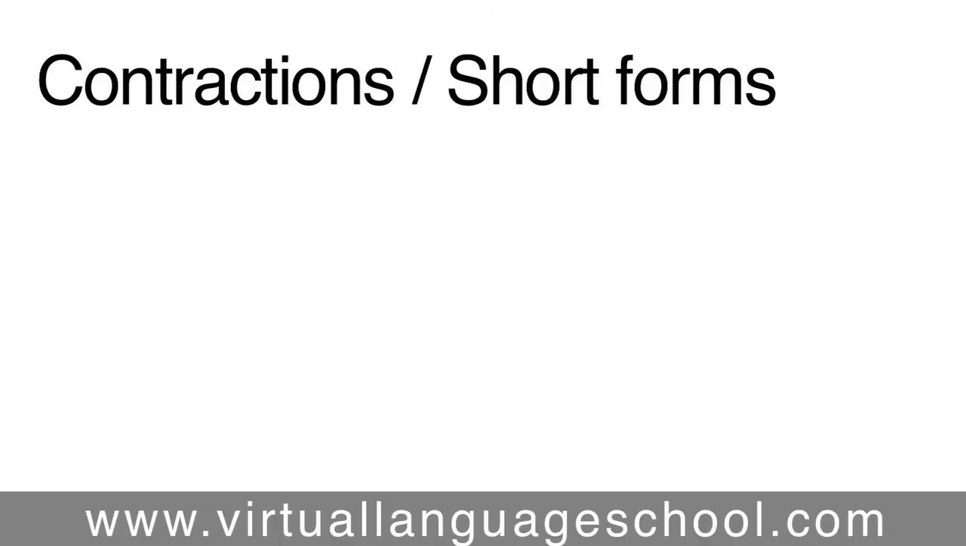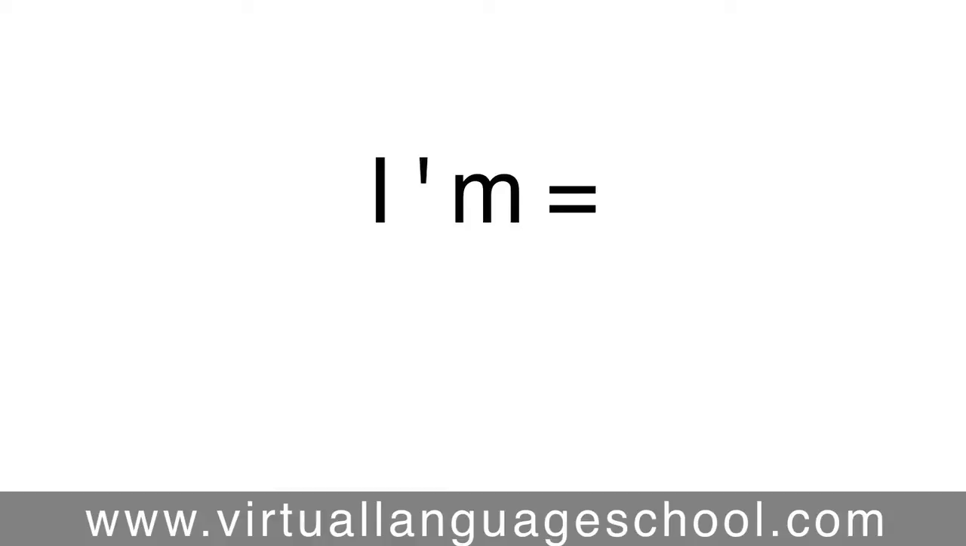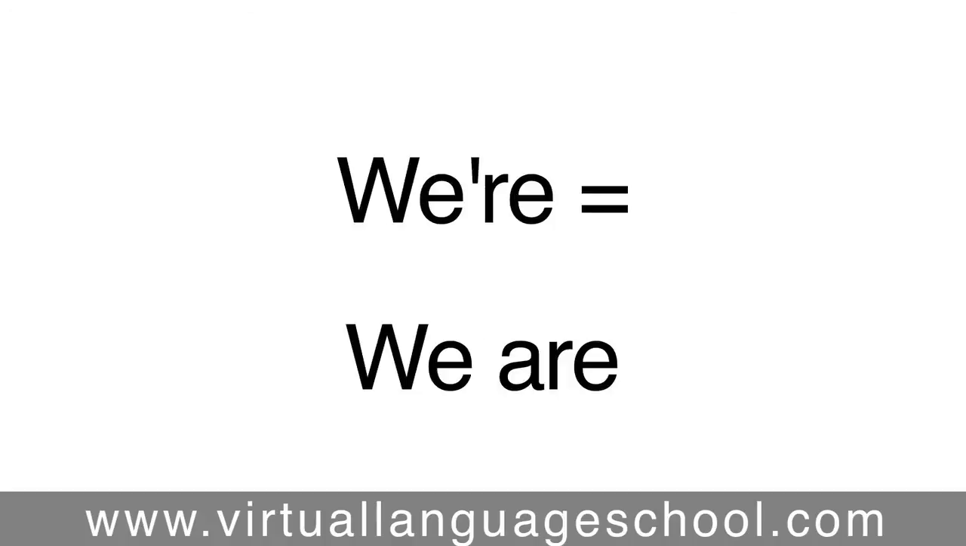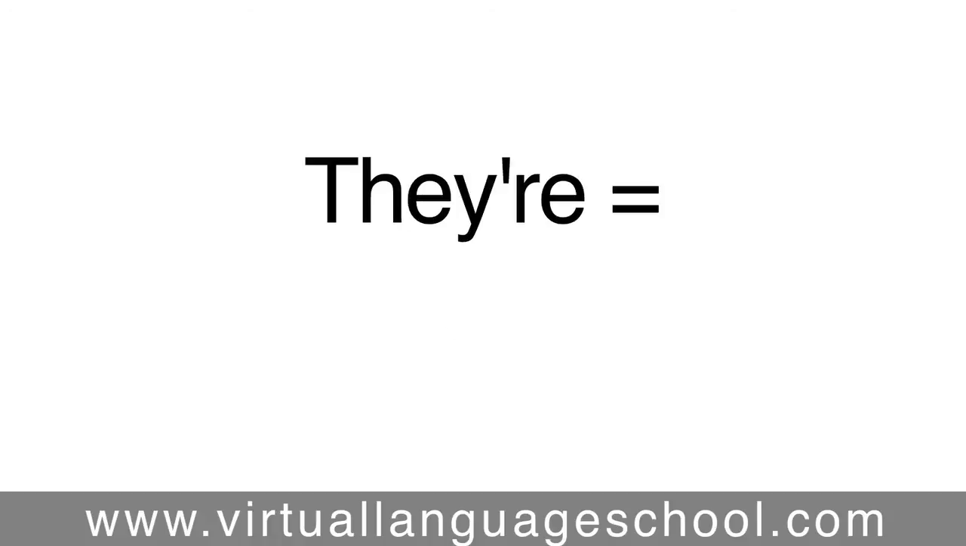Now contractions. A little earlier we mentioned the auxiliaries be, have and do. Well, these words and others can sometimes be joined together using the apostrophe into what we call contractions or short forms. For example, we might say I'm as a shorter, quicker version of I am. Other examples are we're from we are, it's from it is, and they're from they are.